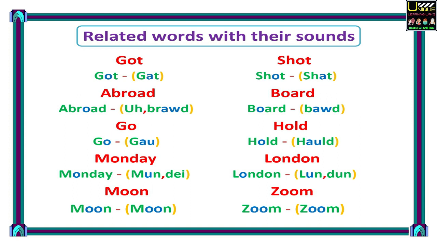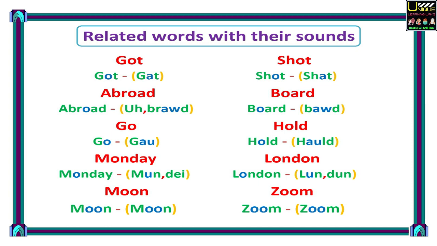Got, shot. Now we talk about the second sound of O, that is O. Abroad, board. Now we talk about the third sound of O, that is O. Go, hold. Now we talk about the fourth sound of O. Monday, London.